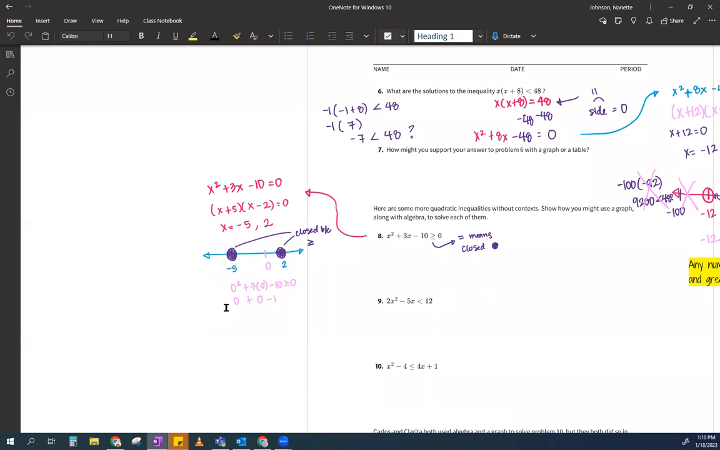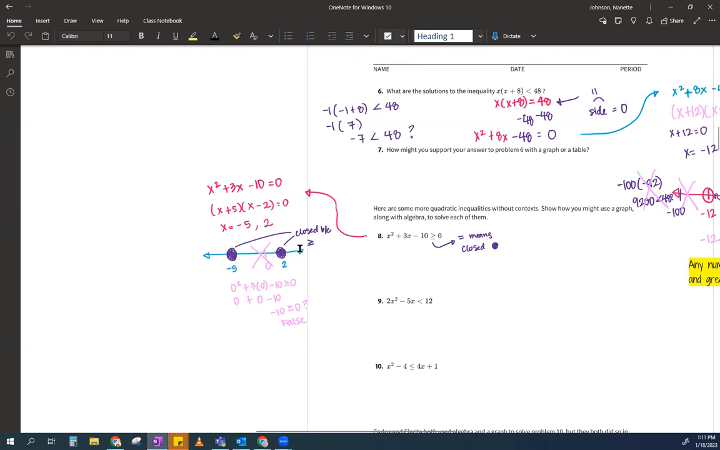Is negative 10 greater than or equal to 0? Everyone says no. Yeah, this is not true. So this is false. So this is not a solution area. So Miss Johnson, but you didn't check all the numbers in this area. You're right. But by checking one, that tells me the status of everybody in between -5 and 2. Does that make sense? So most likely, because it's not in the middle, it's going to be on the outside. Okay. Both outsides, Miss Johnson, most likely.